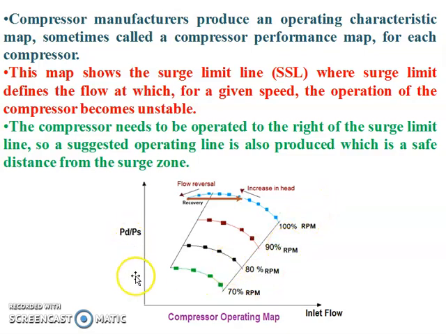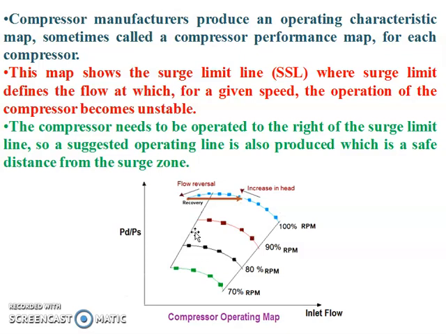If you see this characteristic, on the y-axis there is the ratio of PD by PS, meaning discharge pressure divided by suction pressure, and on the x-axis there is the inlet flow rate. And these are the different characteristics at different speeds. There is a certain point indicated by this line. On the left side of this line, the slope will decrease, meaning the discharge pressure starts to decrease and the suction pressure increases.